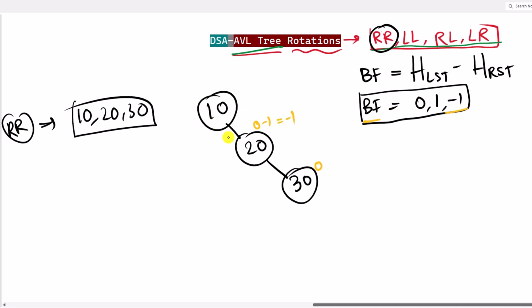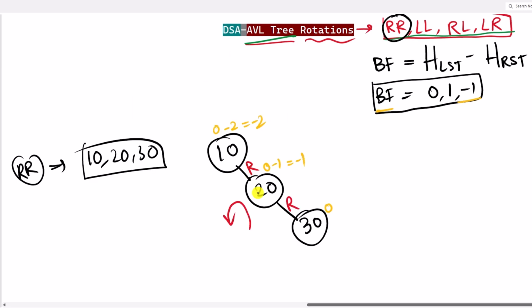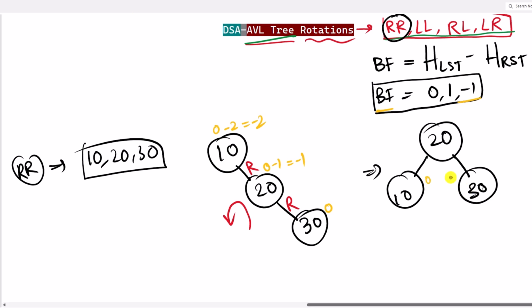But in case of the node 10, the balance factor is 0 minus 2, which is negative 2. So that means the node 10 is not balanced. So here we have the right unbalancing. Now to balance this, we have to rotate that tree anti-clockwise. So if we rotate this anti-clockwise, first of all we're going to have 20, on the left side we're going to have 10, and then on the right side we're going to have 30. And now you can see all the nodes are balanced. So this is the right rotation.